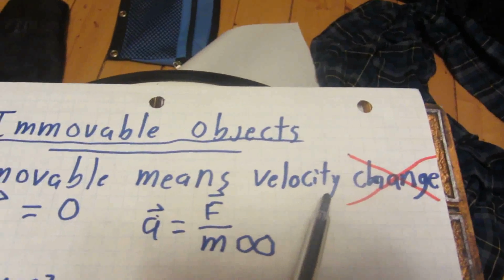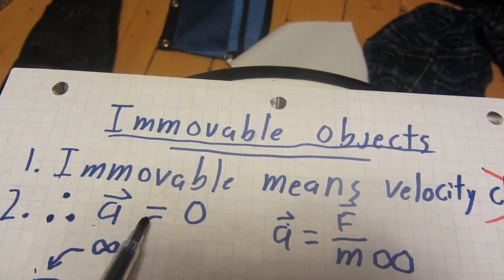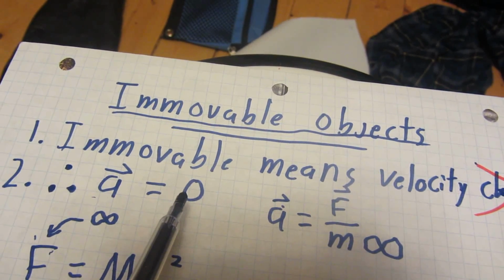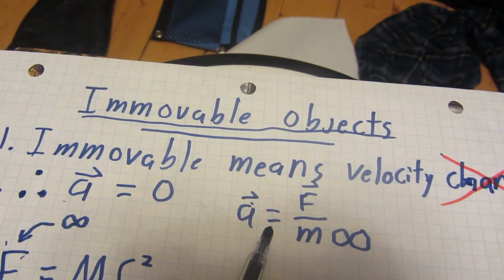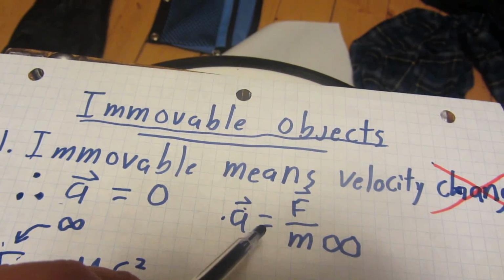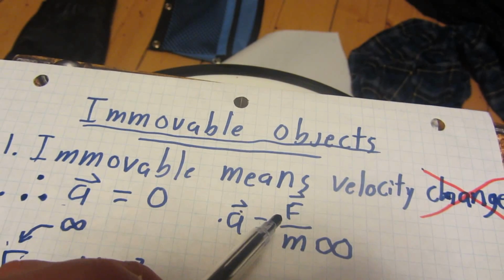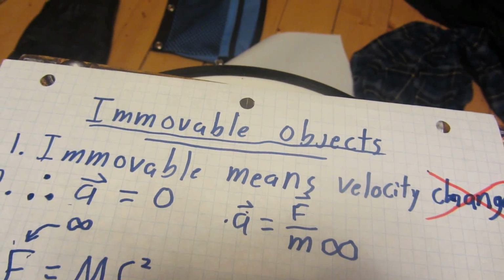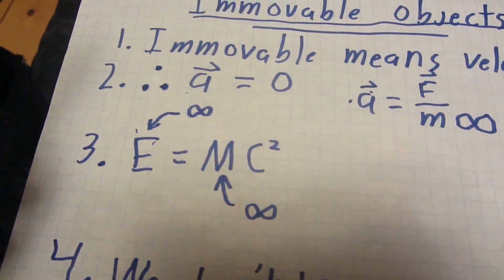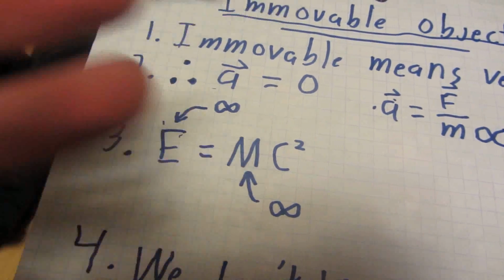Well, if the velocity can't be changed, then that means that its acceleration must always equal 0. And we know from Newton's second law, written here as a equals F over m, that if the acceleration is always 0, then the mass of the object must be infinite. So no matter how much force you exert on it, when you divide it by infinity, you get 0. Now, we know from Einstein's equation, E equals mc squared, that if an object has infinite mass, then it must also have infinite energy, because that's just the way it works out.